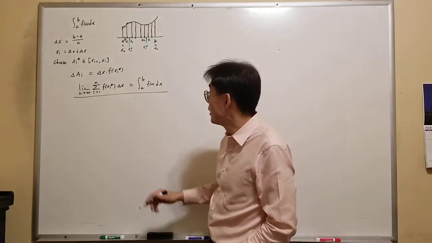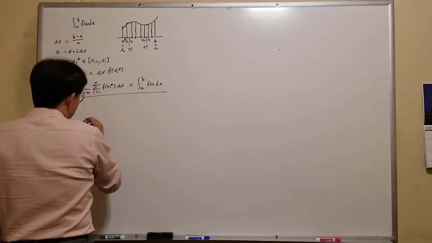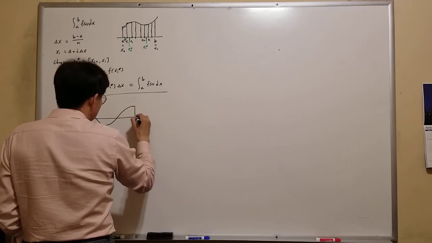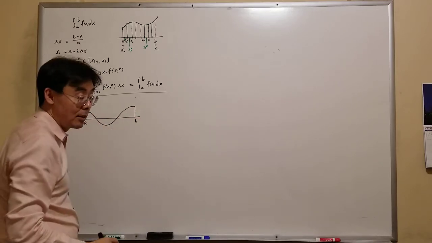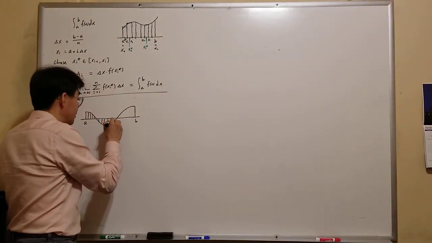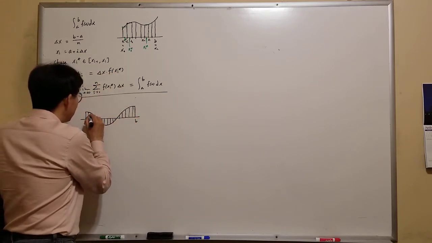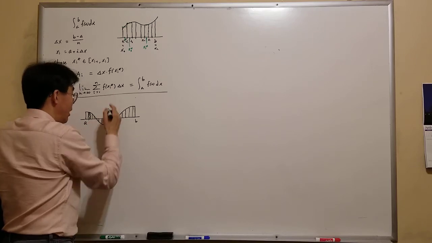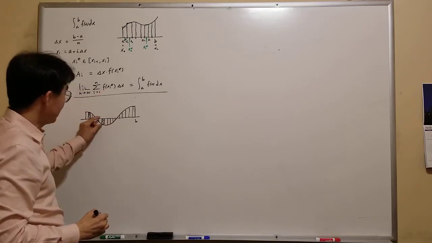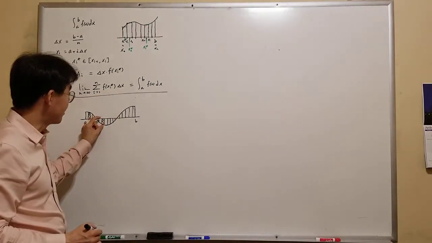Now, even if f of x is negative, that's fine. For example, if you have this, then with this definition, here that would be the area of the rectangular column. But over here, your function value is negative, so the height is negative. So this will be the negative of the area of the rectangle.